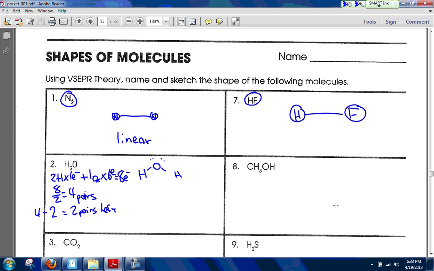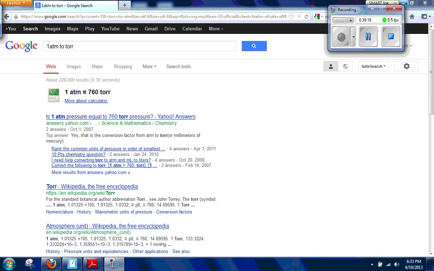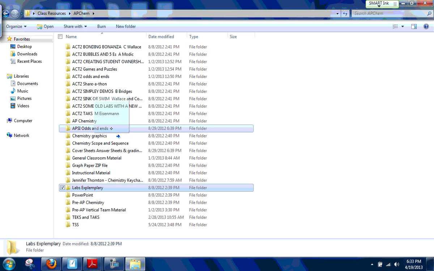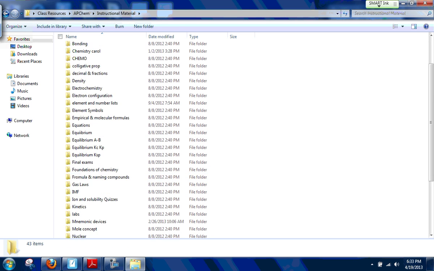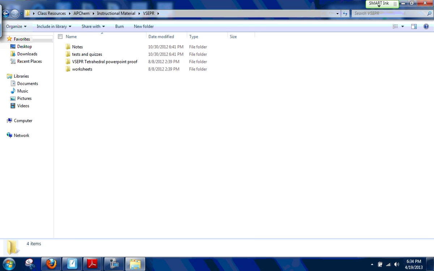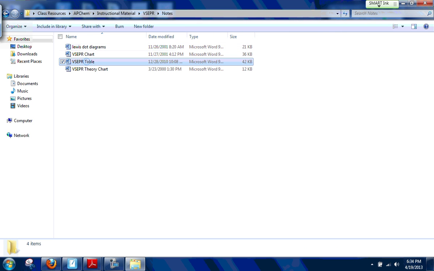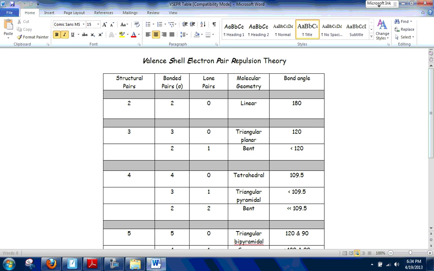Okay? So let's see if I can find a VSEPR sheet really quick. Got to go all the way down here and search for a second. Instructional material. VSEPR. Notes. Oh, look at that. A VSEPR table. That's exactly what I was looking for. This is available on the website, by the way. I have it in the notes section.